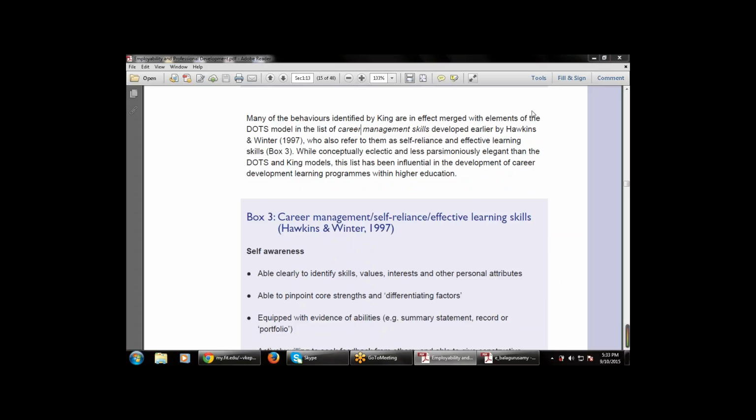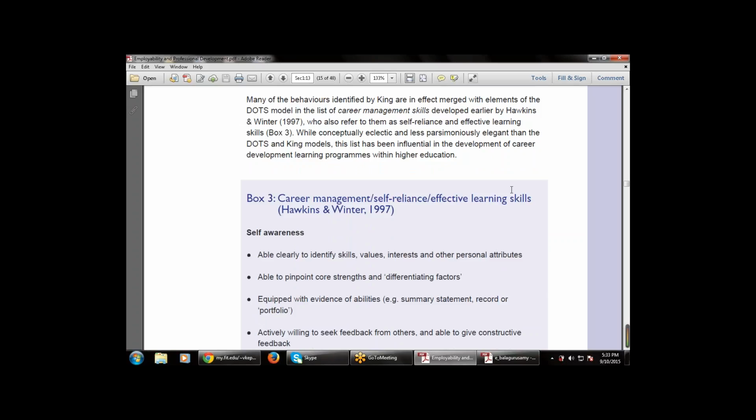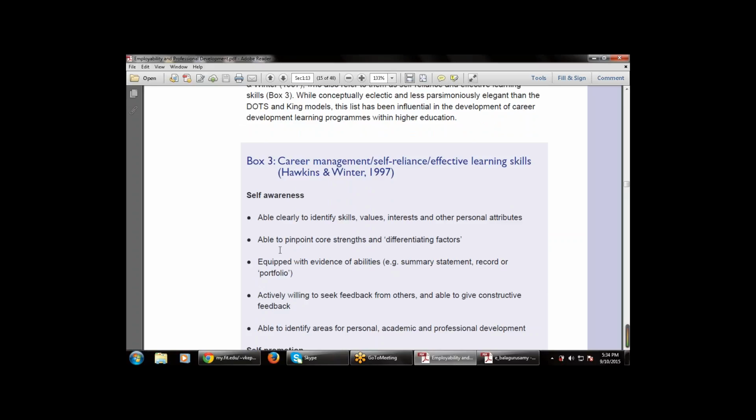Next is career management self-reliance, the effective and reflective learning skills that will be used for the development of the skills. That is the career management or self-reliance effective management skills. First is self-awareness. On the basis of self-awareness, what are the various career management skills and learning outcomes that will be used for career development.